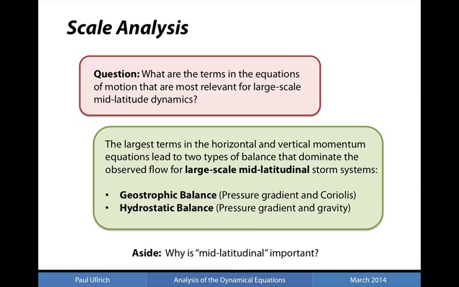Okay, so let's return to our previous question about scale analysis. What are the terms in the equations of motion that are most relevant for large-scale mid-latitudinal dynamics? We analyzed the horizontal and vertical momentum equations for large-scale mid-latitudinal storm systems and found that pressure gradient and Coriolis are the most important terms for horizontal motion. This is known as geostrophic balance. And pressure gradient and gravity are the most important terms for vertical motion. This is known as hydrostatic balance.